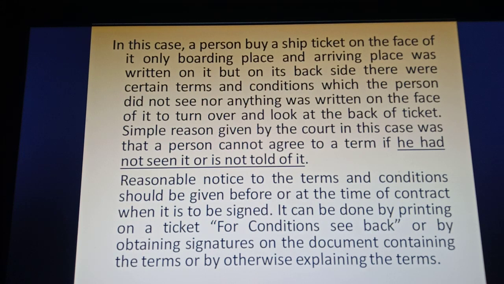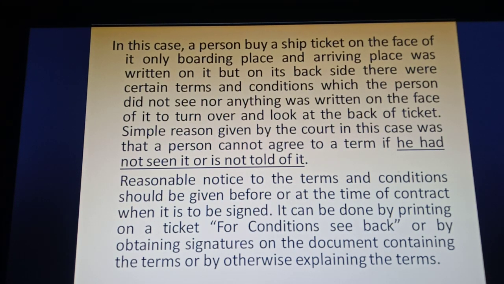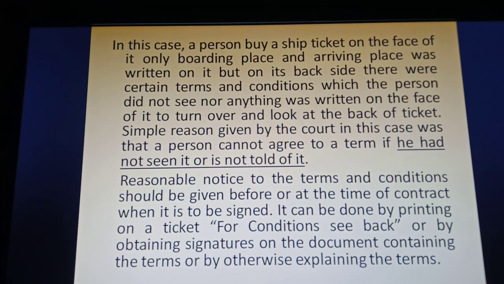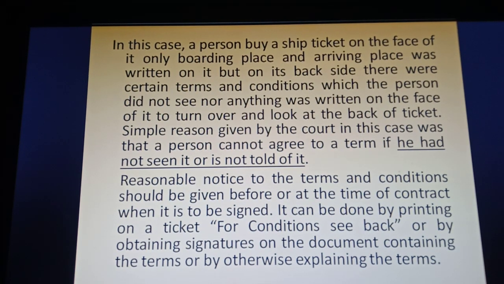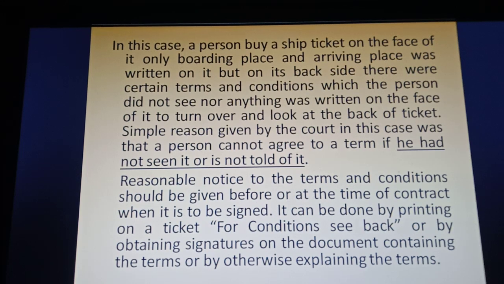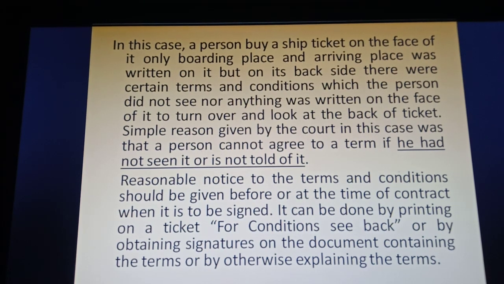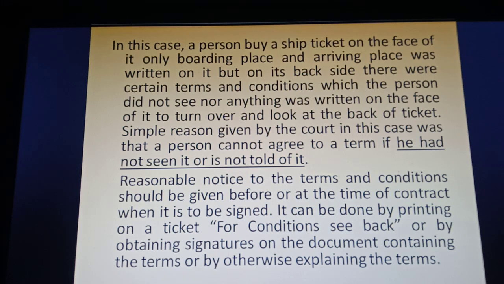What were the facts of this case? In this case, a person bought a ship ticket. On the face of it, only the boarding place and arriving place were written. But on its backside, there were certain terms and conditions which the person did not see. Nor was anything written on the face of the ticket to turn over and look at the back of the ticket. The simple reason given by the court in this case was that a person cannot agree to a term. I repeat, a person cannot agree to a term if he has not seen it or is not told about it.